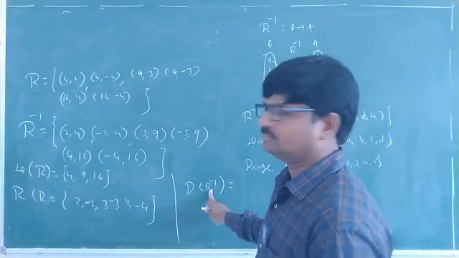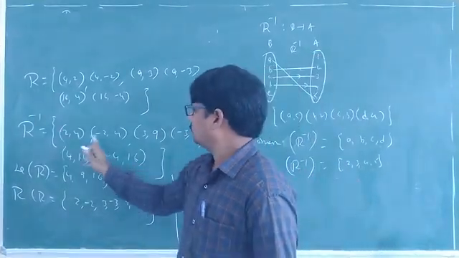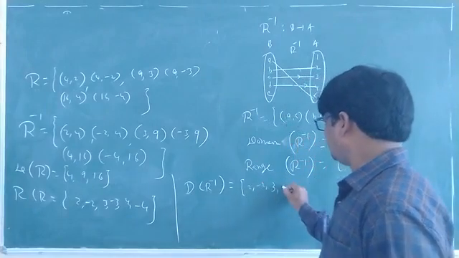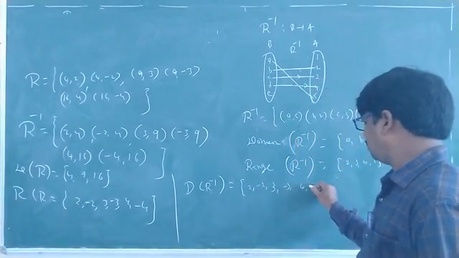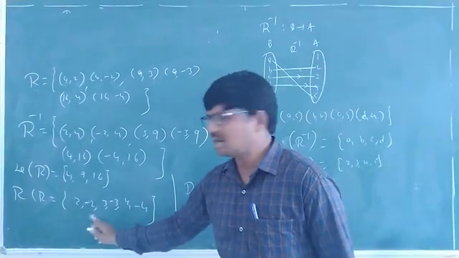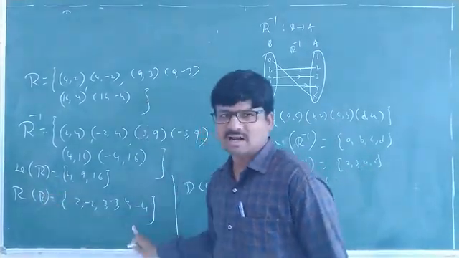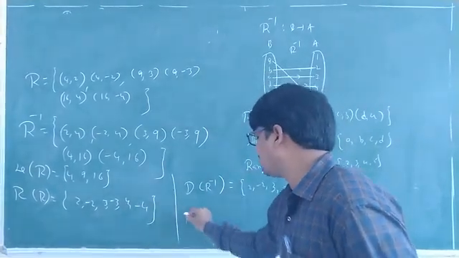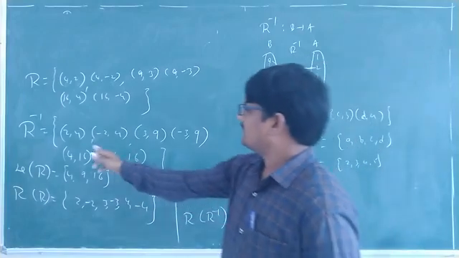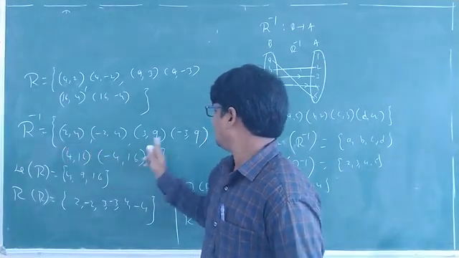Here just write domain of R inverse, you can understand properly. What is the domain of R inverse here? 2, minus 2, 3, minus 3, 4, minus 4. Domain of R inverse is equal to range of R or not? Yes. Next, what is the range of R inverse? It is 4, 9, 16.